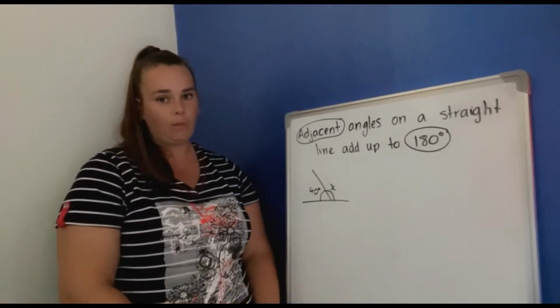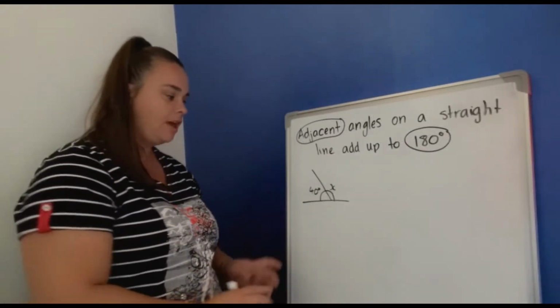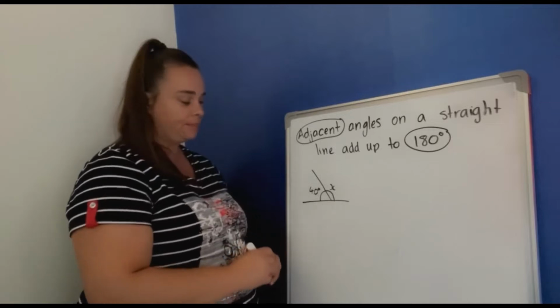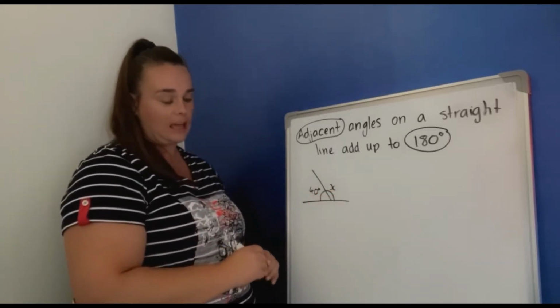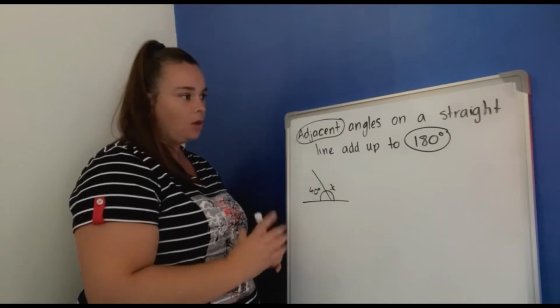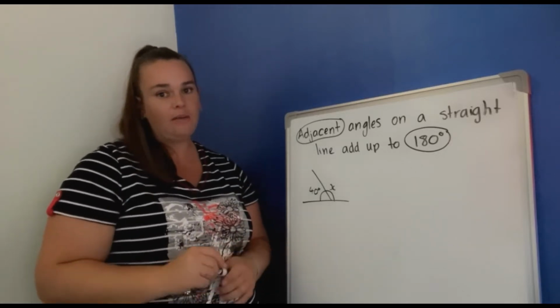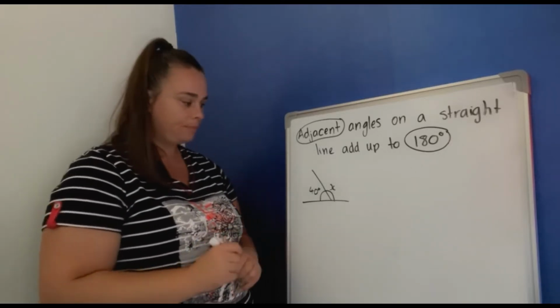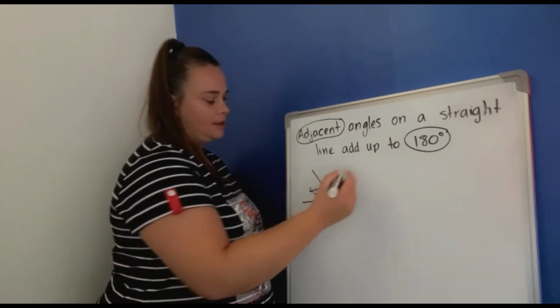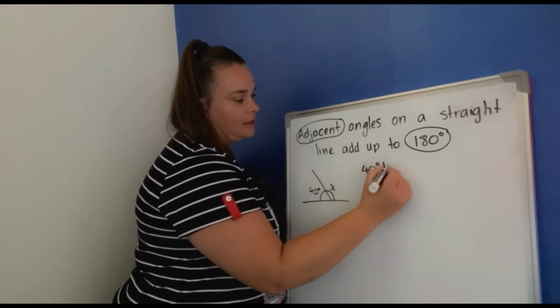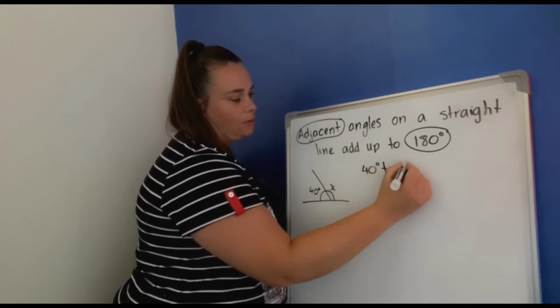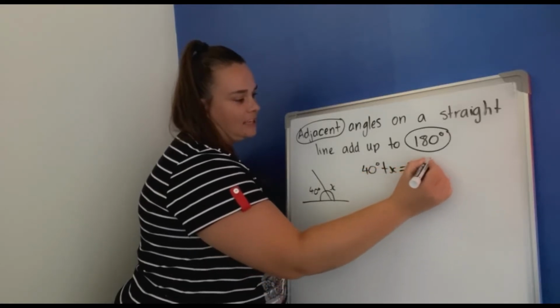For the first problem I have for you today, I have drawn us an angle and it has an x on one side and 40 degrees on the other side. So we need to write this out as a mathematical formula. What that means is you need to write 40 degrees plus x equals 180 degrees.